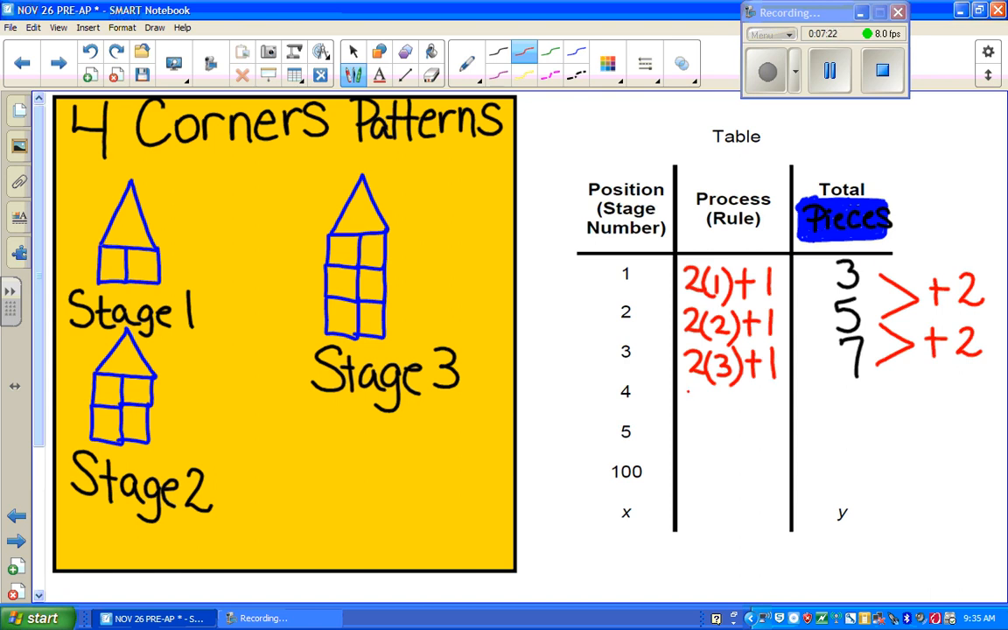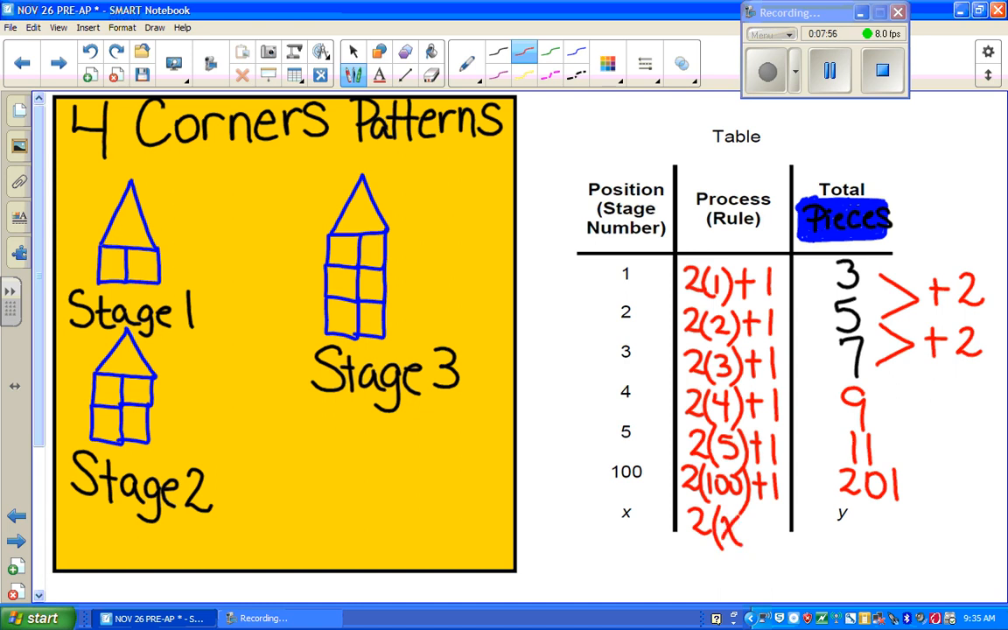So now I can finish out with 4 and 5. So 2 times 4 is 8, plus 1 is 9. And then 2 times 5 is 10, plus 1 would be 11. And if you notice, I'm still going up by 2 as my rate of change. Now my 100th term would be 2 times 100 plus 1, which would be 200 plus 1, which is 201. And then our rule would be 2 times my x plus 1 would equal my y.